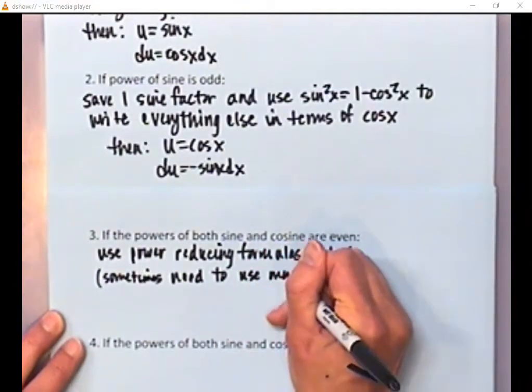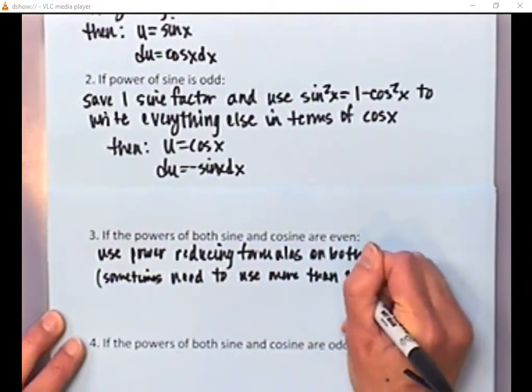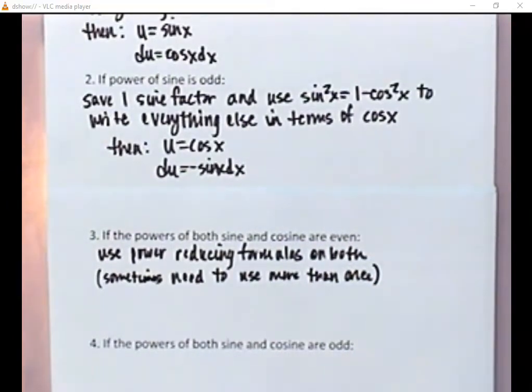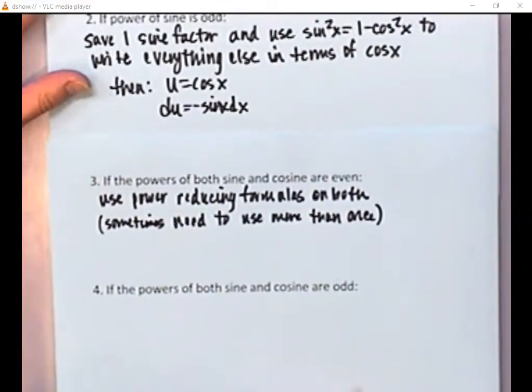That's the example we saw earlier. We used the power reducing formulas on them both at the beginning, and then we ended up using it again in the next step. So you may need to use it more than once.